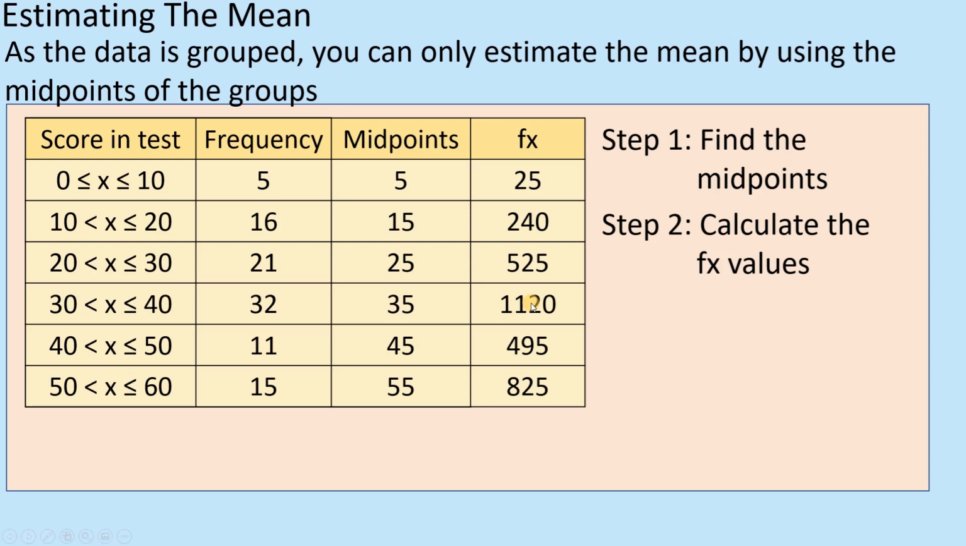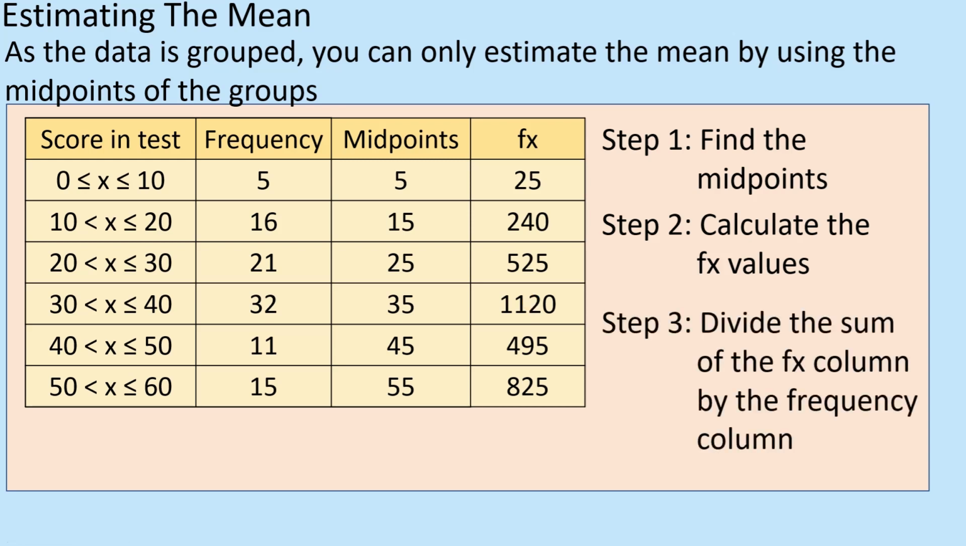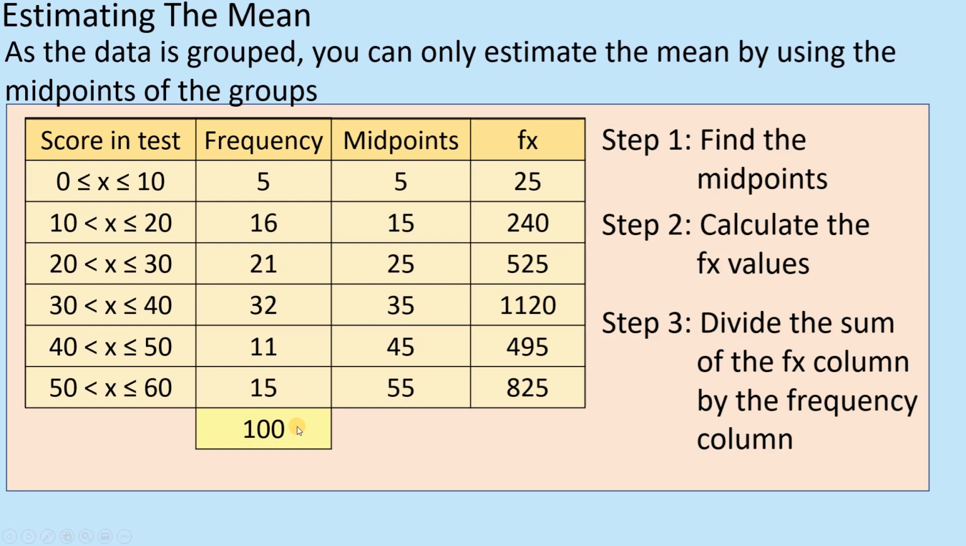Okay, so I need to sum the columns. These are the number of people who took the test, so I need to total that column. Right, 100 people. Sometimes it tells you in the question, it doesn't in this case, but obviously 100 people took the test, and these are all their scores added together, 3,230.